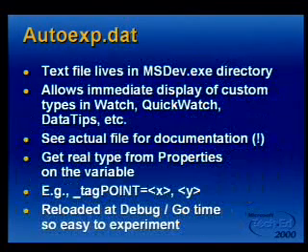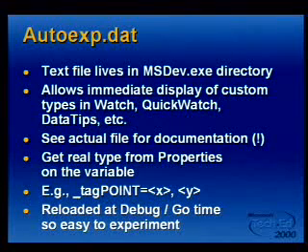So we'll move swiftly along then. autoexp.dat. It's a text file that lives in the msdev.exe directory, the bin directory under common msdev. And what it does is allow you to immediately display information about custom types in the watch window, the quick watch window, as you hover over things in your data tips and things. And I've got written down C actual file for documentation because it's the best source. So I think I'll switch over and introduce you to my small demo sample at the moment, if I can work the AV equipment.